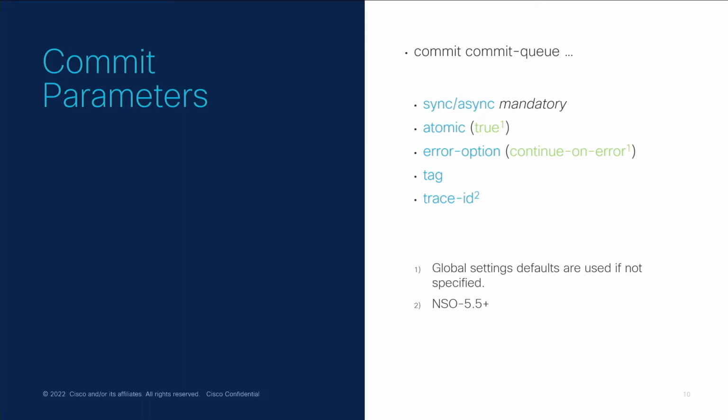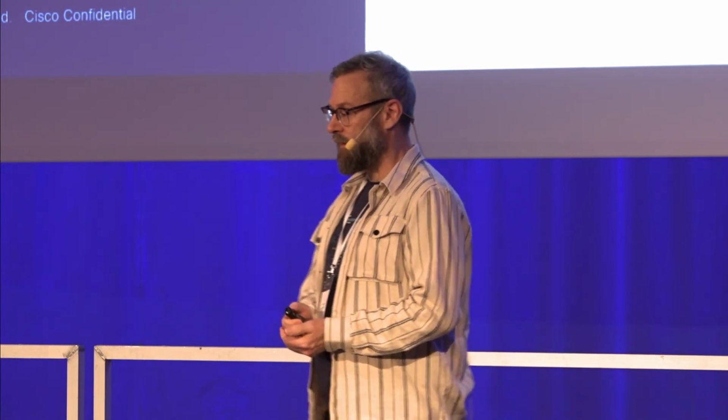The intention of commit queue tag initially was to get some kind of tracing in logs and notifications, to track a commit with the upcoming event. But with the introduction of LSA, tag is not the way to go. So today we recommend using trace ID to get the possibility to trace transactions in an LSA system. But even if you just run a single node, it is the way to go. And trace ID was introduced in NSO 5.5.